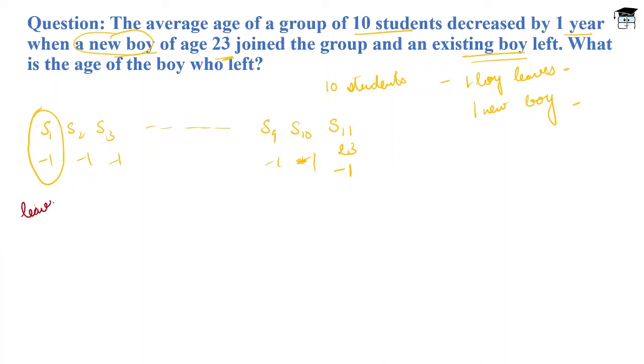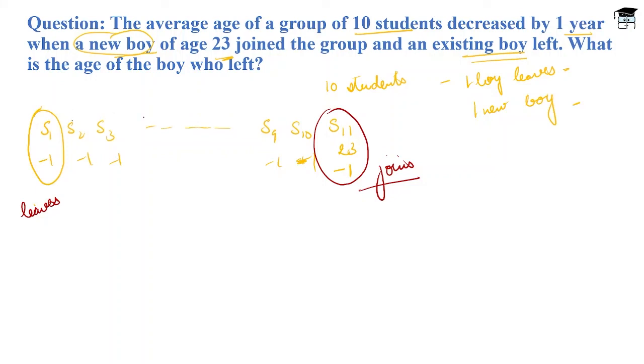S1 leaves, right, and S11 joins the group, right? Now, what is the age of the boy who left? You have to calculate the age of the boy who left, right? S1, the age of student 1. All right. So now, how many students are here? They are 10, right?